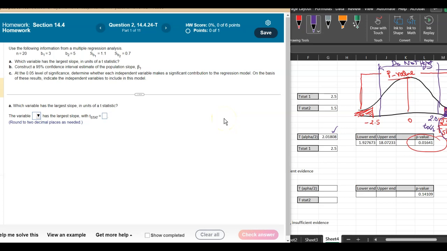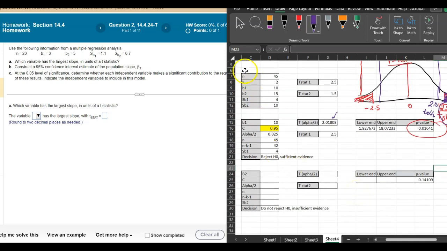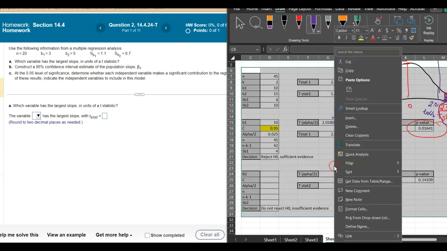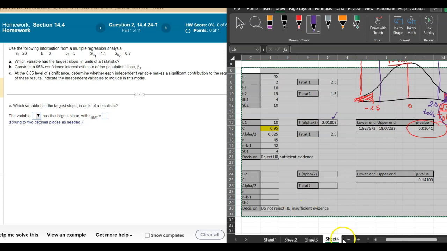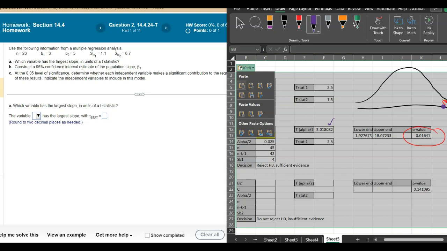Hey everyone, so this is question number 2, section 14.4, right? And what I'm going to do is use exactly the same table that I created on the first question and use it for the second question. So just select only the table, copy it, open a new tab and paste it over there. Whenever you paste it, use regular paste.